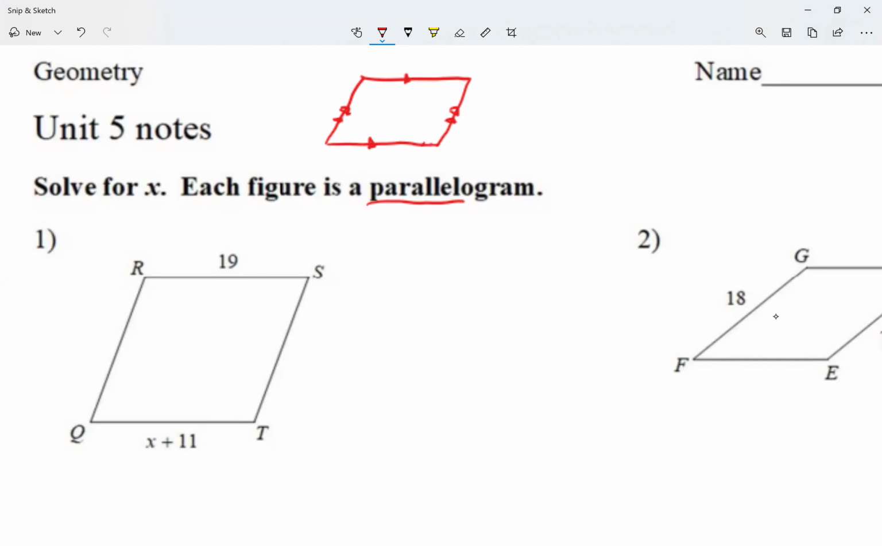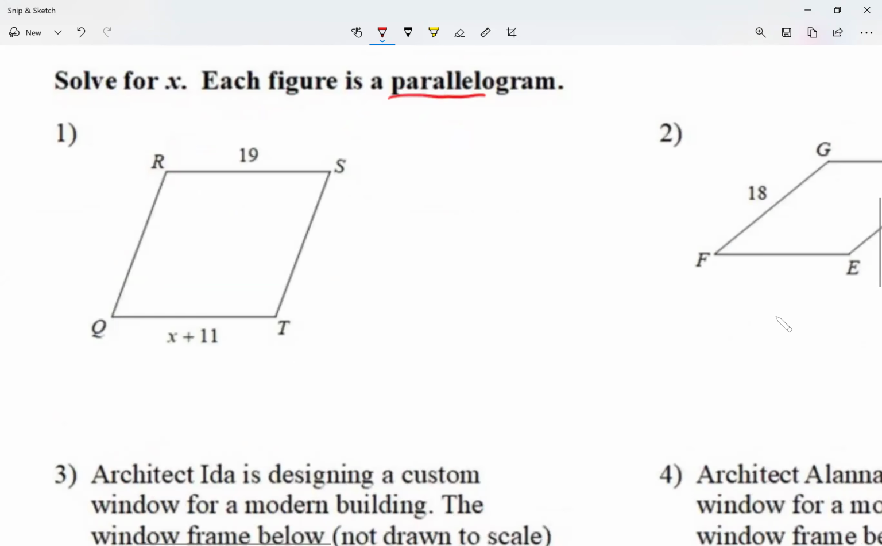Interesting part of parallelograms is not only the opposite sides are parallel, but they are actually congruent. Congruent, we have talked about this word before, same shape, same size. So opposite sides are parallel, but also congruent. So that's actually going to help us for questions 1 and 2.